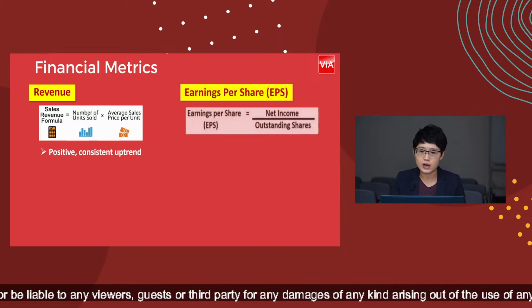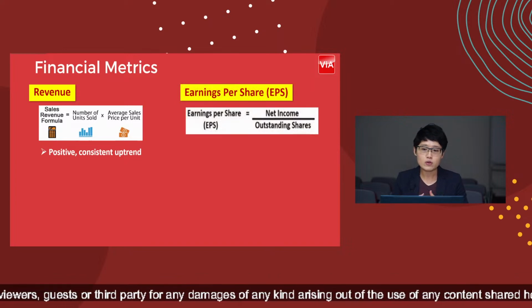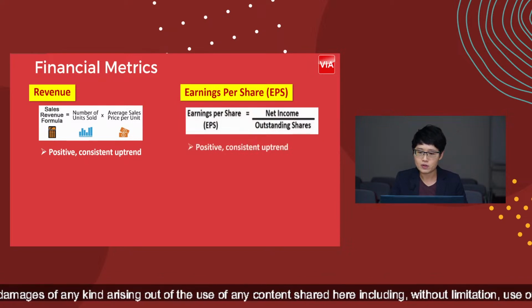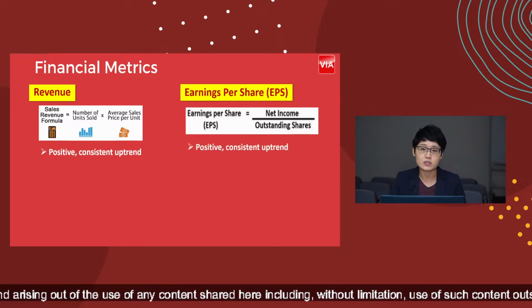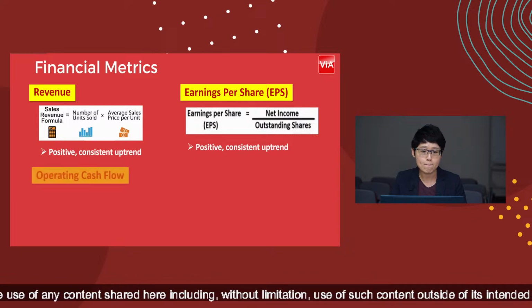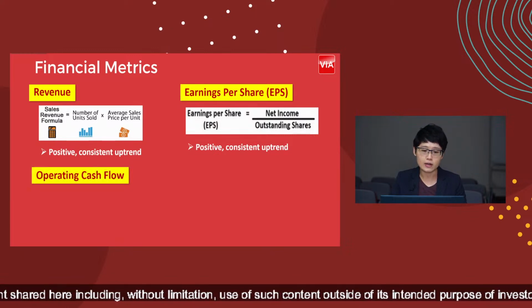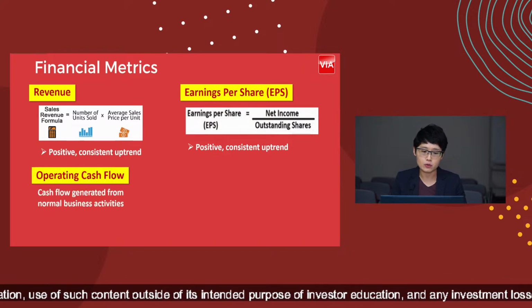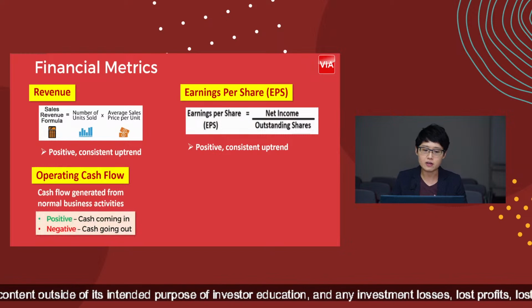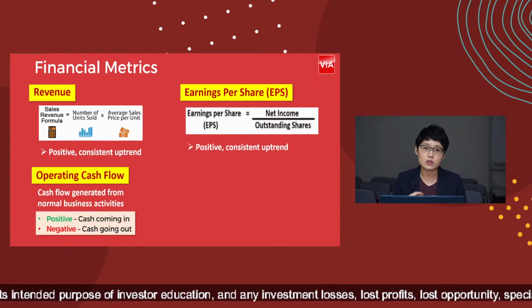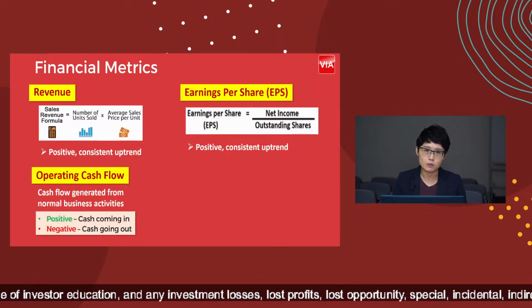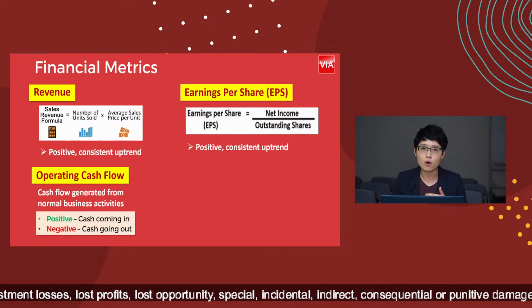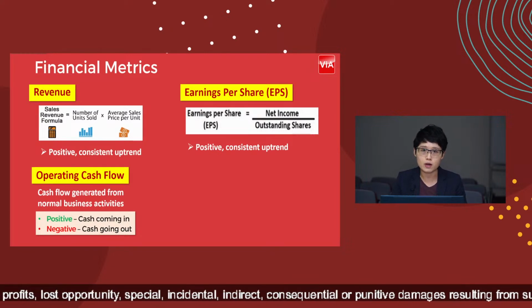And then earnings per share, which is to find out, for every share that the investor purchased, how much of the earnings the company can generate. Here, we also want to see that the trend is a positive and consistent uptrend. And also, we want to see their cash flow. Operating cash flow is the cash flow generated from their normal business activities. In short, when the cash flow is positive, the money is coming in from the business activities. But if it's negative, it means the cash is flowing out, or the company is bleeding cash in order to keep the company in operation.